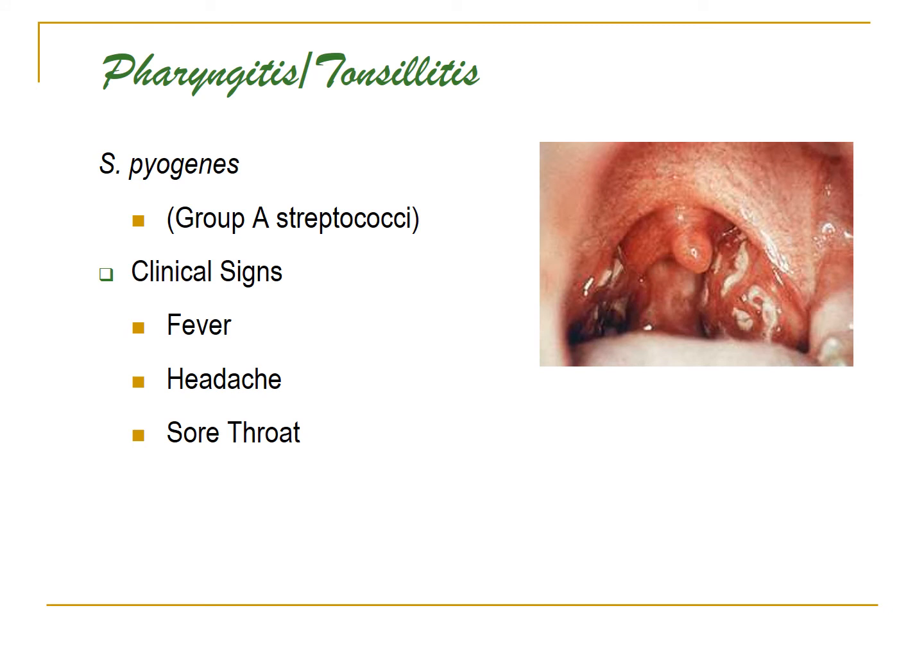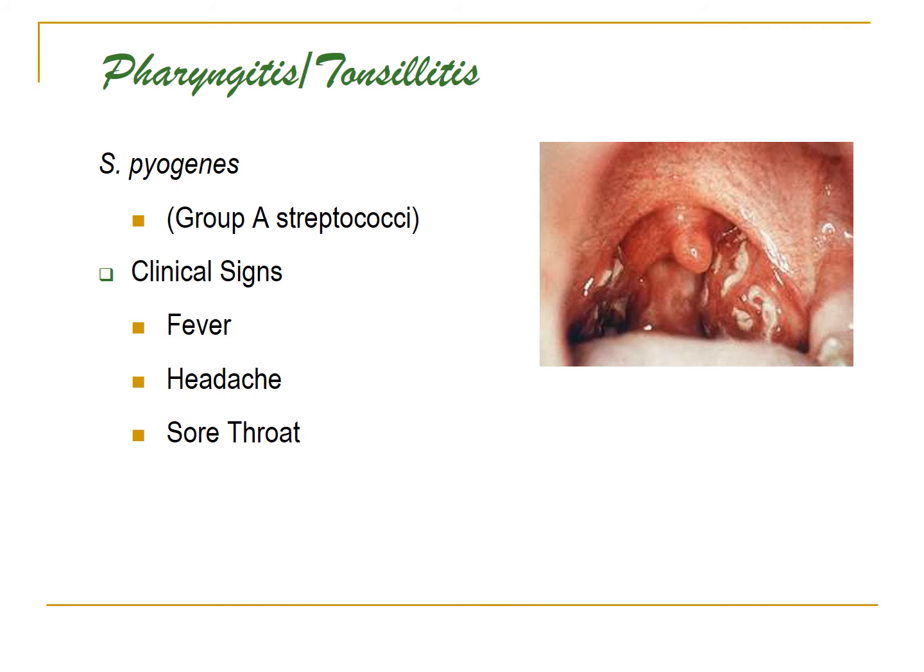Let's start with pharyngitis, tonsillitis. Most pharyngitis cases in all age groups are caused by viruses including rhinovirus, coronavirus, adenovirus, parainfluenza virus, Epstein-Barr virus or EBV, and influenza. But the most common cause of acute bacterial pharyngitis and tonsillitis is group A hemolytic streptococcus or Streptococcus pyogenes.